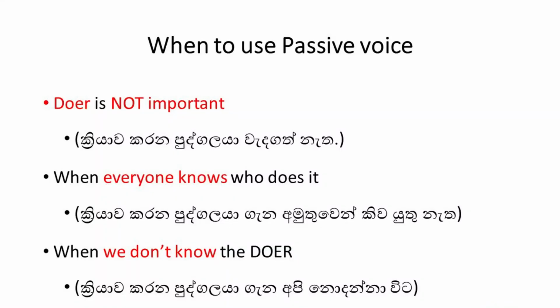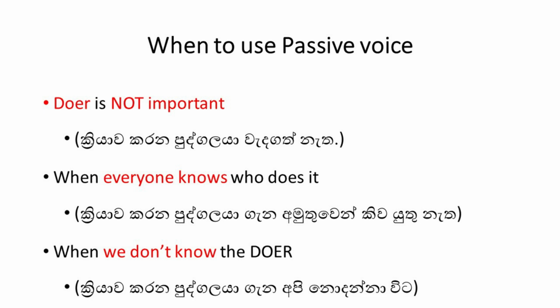Let's look at few examples and in those examples I'll show you when to use passive voice in general. We use passive voice when the doer is not important. ක්‍රියාව කරන කෙනා වැදගත් නැහැ. And when everyone knows who does it. හැමෝම දන්නවා කවුද මේක කරන්නේ කියලා. එහෙම නැත්නම් අපි දන්නේ නැත්නම් කවුද කරන්නේ කියලා. When we don't know the doer.